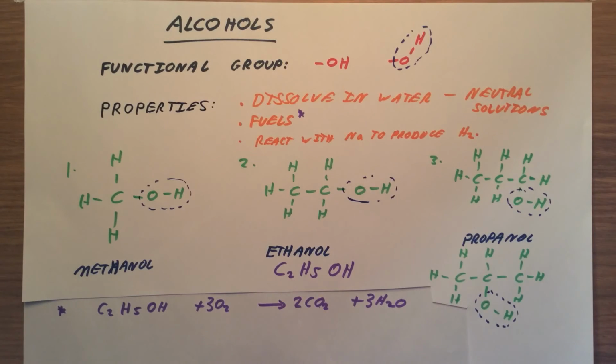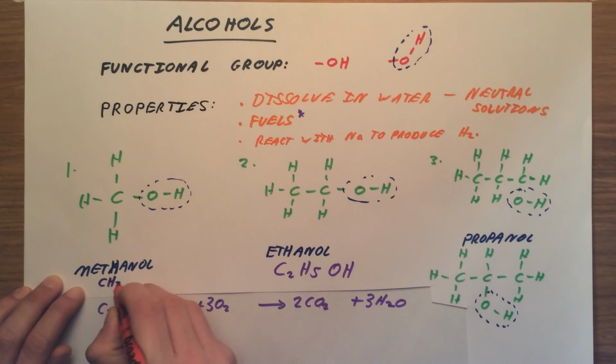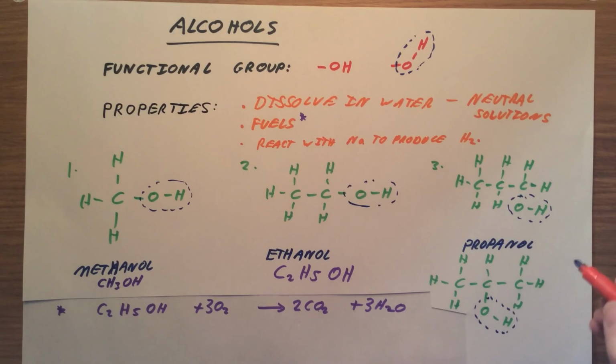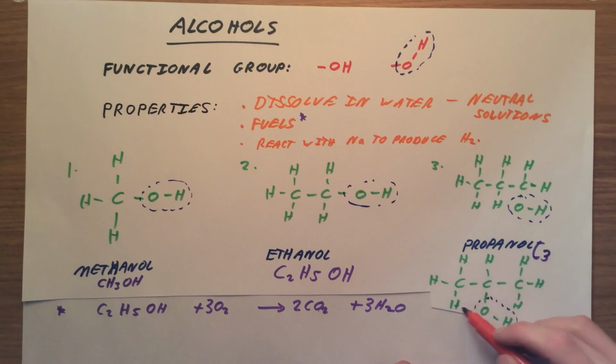One final thing that is useful to know is the general formula of these alcohols. So if we look at methanol, this is going to be CH3OH. Propanol, whichever form we have, is going to be C3H7OH.